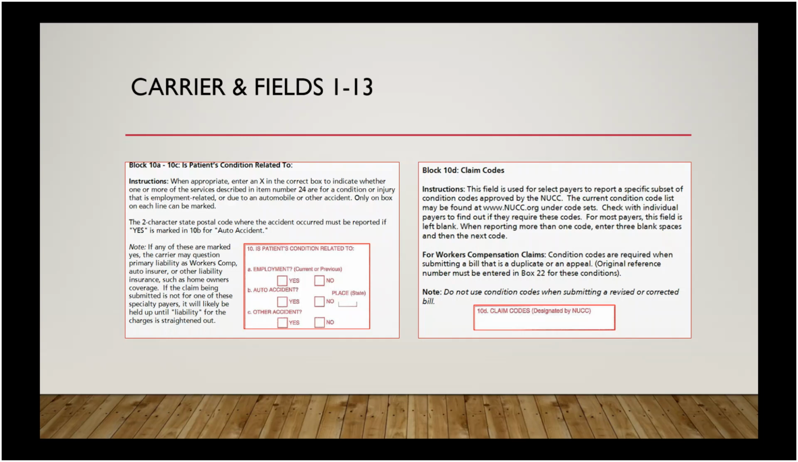10D is exclusive for Medicaid information. You want to enter the number preceded by Medicaid and leave blank for commercial. For work comp, we do have a specific note here. Condition codes are required when submitting a bill that is a duplicate or an appeal, so the original reference number must be entered in box 22. Do not use a condition code when submitting a revised or corrected bill. So if this is an appeal or a duplicate, you need to put that information in. However, if it's just revising or correcting, we will not put that information in.